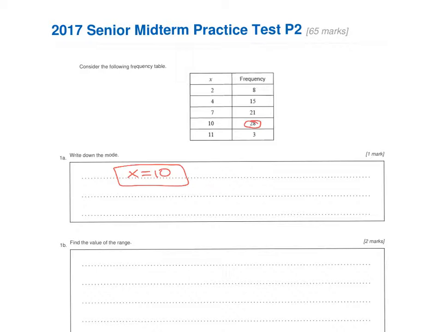Then it asks us to find the value of the range. The range is just the largest number minus the smallest number in our data set. 11 was our highest number, 2 is our lowest number, so our range is 9.